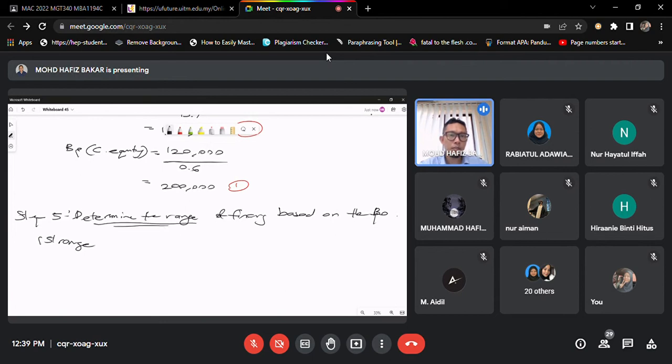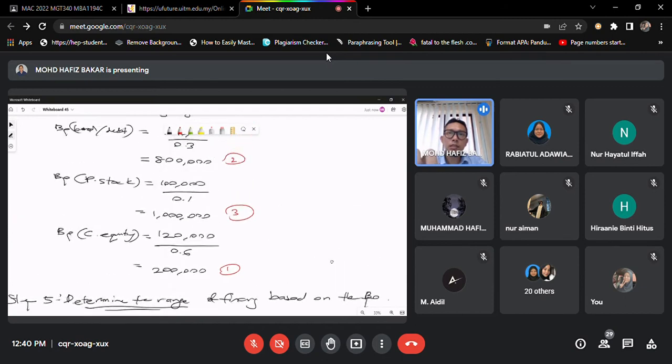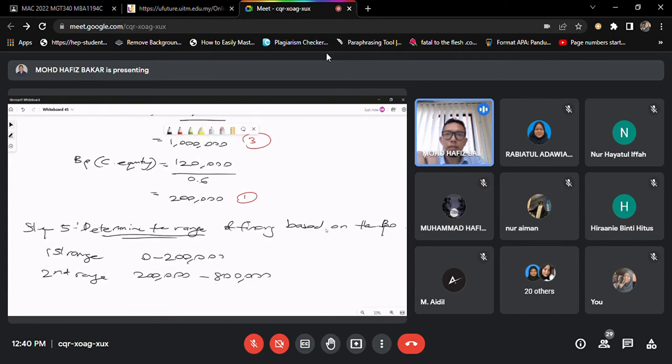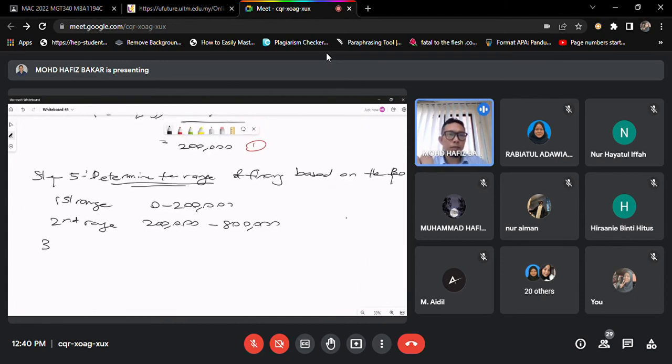The first range must be start with 0 to 200,000. Why 200,000? Because this is the lowest. Okay, and then the second range from 200,000 to 800,000. You kena ambil amount yang ni, bawa ke bawah, and then until what limit? Until 800,000. Why 800,000? Because these are the second lowest. Okay, or the second highest. But dia ada 3 saja kan. Okay, then the third range from 800,000 to 1 million.